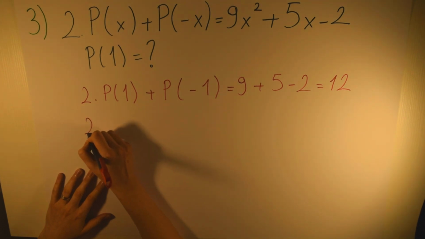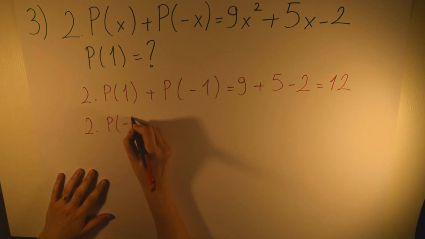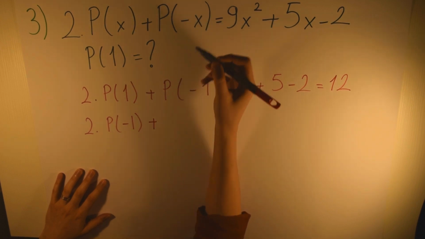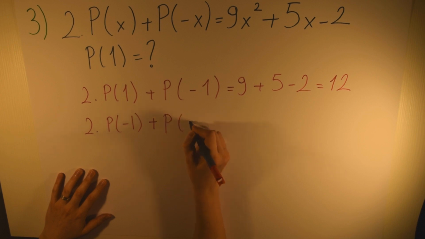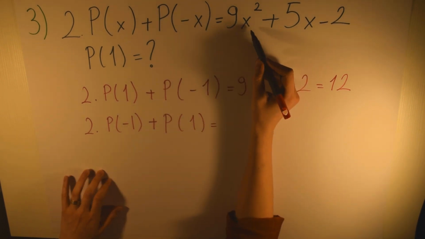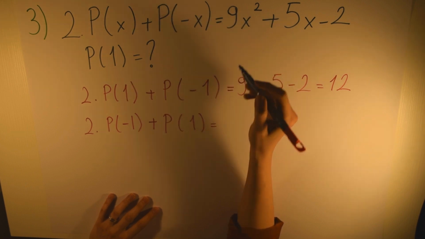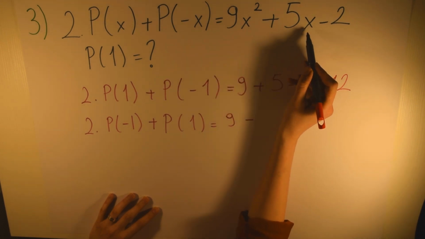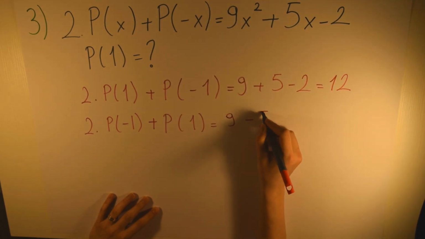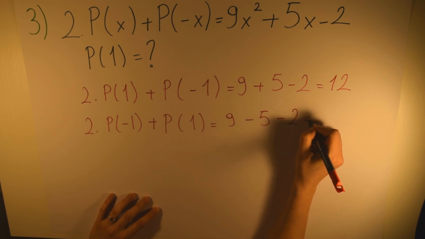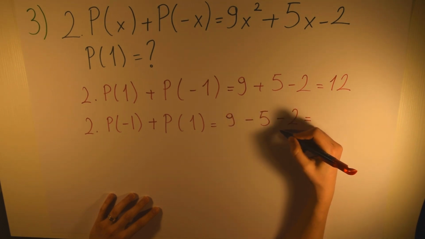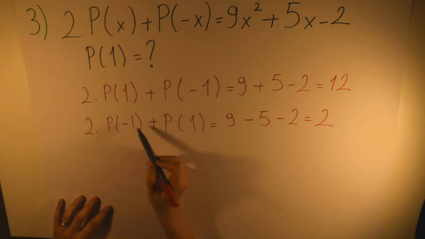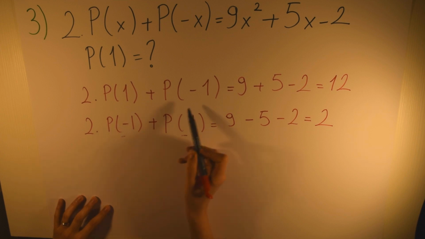So here 2 times P(-1), plus, when I put -1, you see minus minus, it will make it positive 1. So P(1) is equal to, when I put -1, it will make it positive 1. So it is 9 minus, because when I put -1, it will make it minus 5, minus 2 is equal to, this is 4 minus 2, this is equal to 2. So here you see I have also here P(1), I have here P(-1).